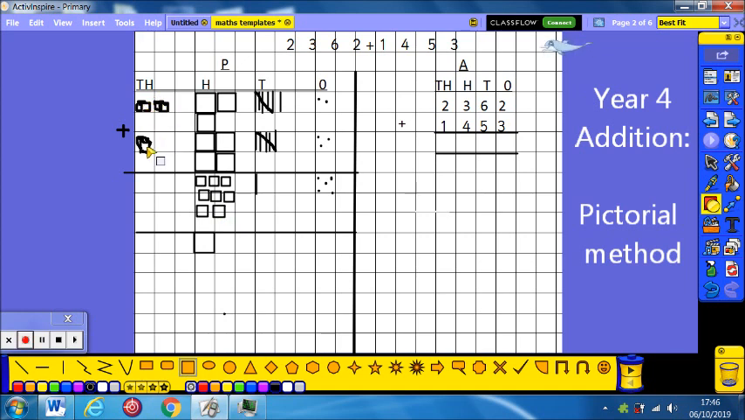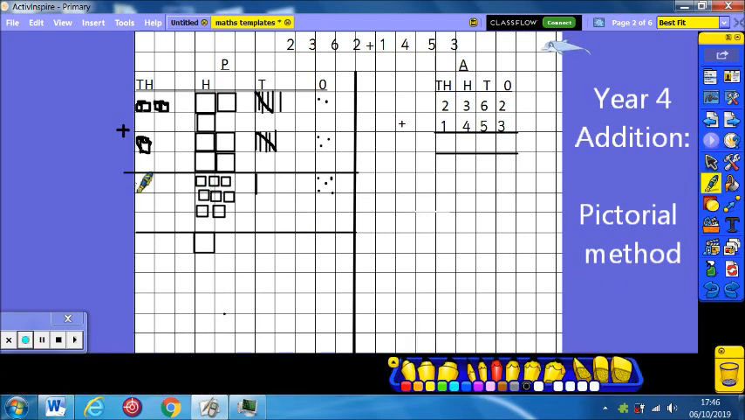I've got 1, 2, 3 thousands, so I've got to try and draw 3 thousands, remembering that they are cubes, so they do look distinct from the hundreds. So 1,000 there, and that's 1,000 drawn. 2,000. Oopsie. And 3,000. And there I have finished my calculation.